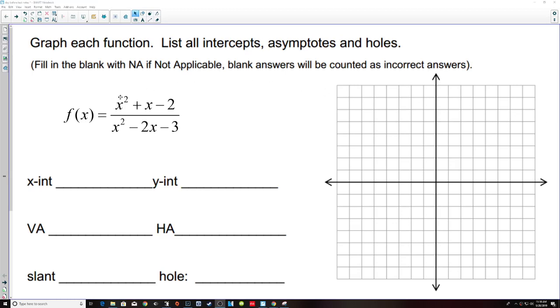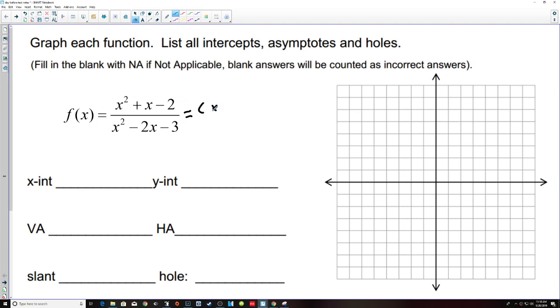This is the Chapter 2 review, at least the last half of the chapter. We're going to graph each function. We're going to list all the intercepts, asymptotes, and holes, and fill in the blank with NA if not applicable. Blank answers will be counted as incorrect answers, and this is in reference to the DCA. So these are the instructions that you're going to see on the DCA. So make sure if something doesn't have an answer that you put NA in that blank.